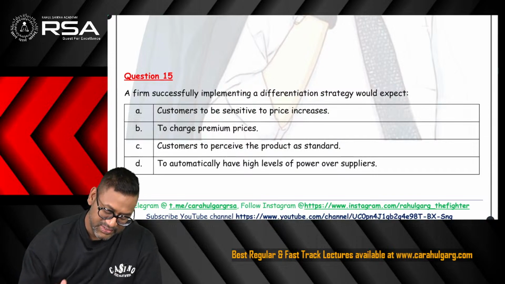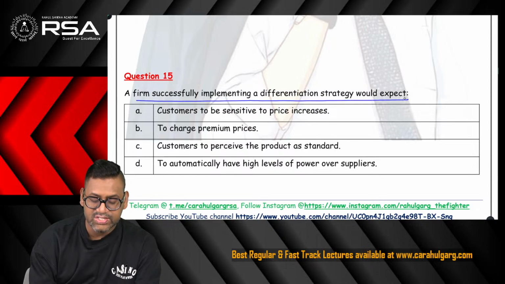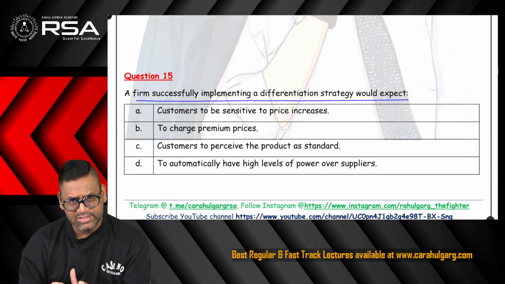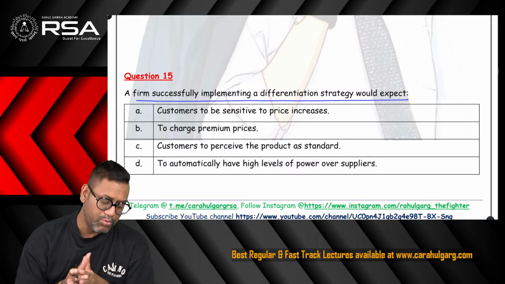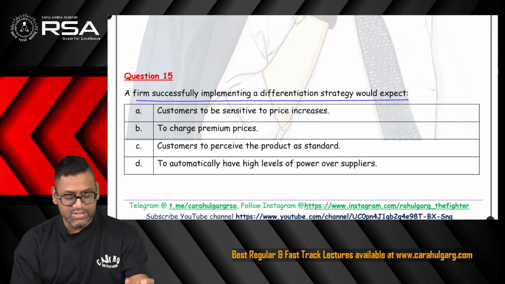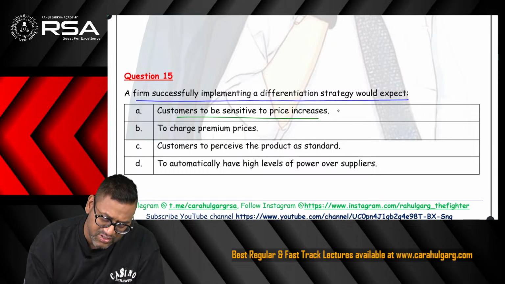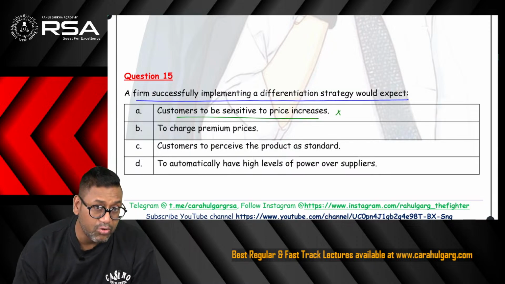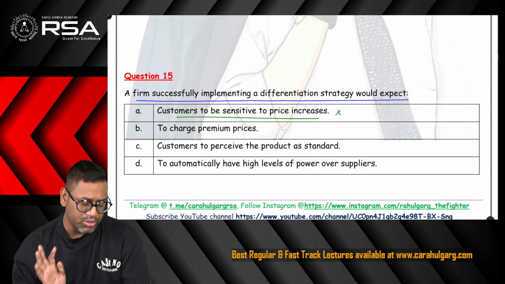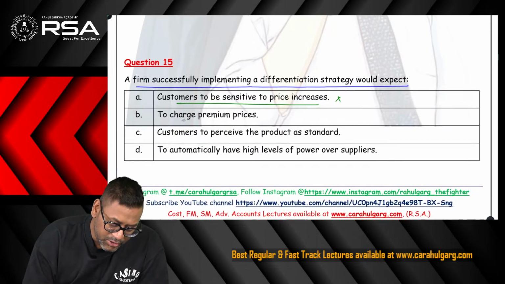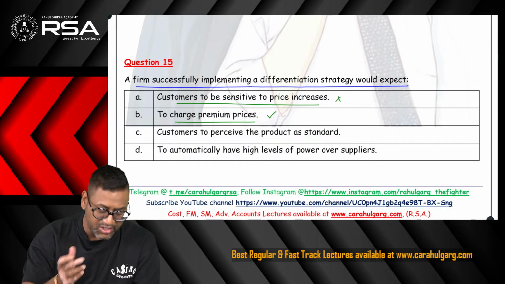Correct, Ji. Then number 15: a firm successfully implementing a differentiation strategy would expect... So there are strategies: cost leadership, differentiation, and the third one, the focused one. So we are talking about differentiation strategy. Would a firm implementing a differentiation strategy expect customers to be sensitive to price increases? Not at all. If you are offering a differentiated product, the customers are not at all sensitive to the price increases. To charge premium prices, yes.